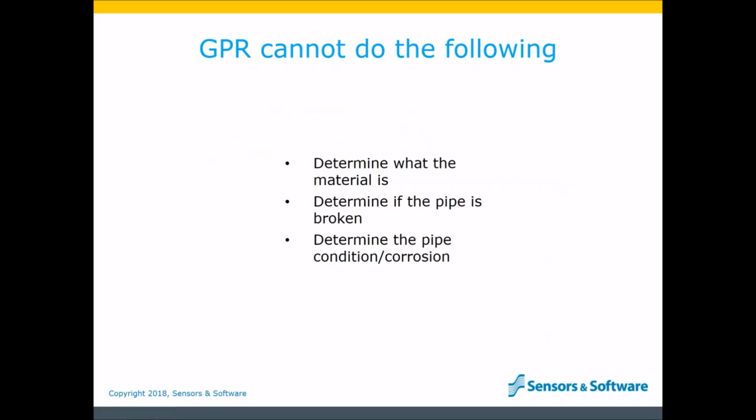Now be aware of the following things that GPR cannot do. GPR cannot determine what material the pipe is made of, meaning if it's PVC, terracotta, or asbestos concrete. It cannot determine the condition of the pipe, so if it's broken or if the pipe is cracked or corroded.